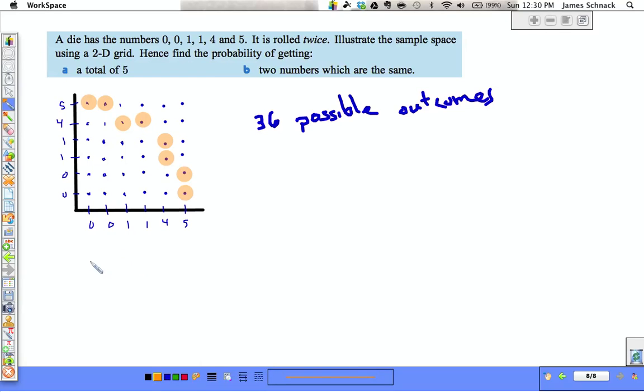So this probability for part A is equal to 1, 2, 3, 4, 5, 6, 7, 8 out of 36. And 8 out of 36 reduces to 2/9.